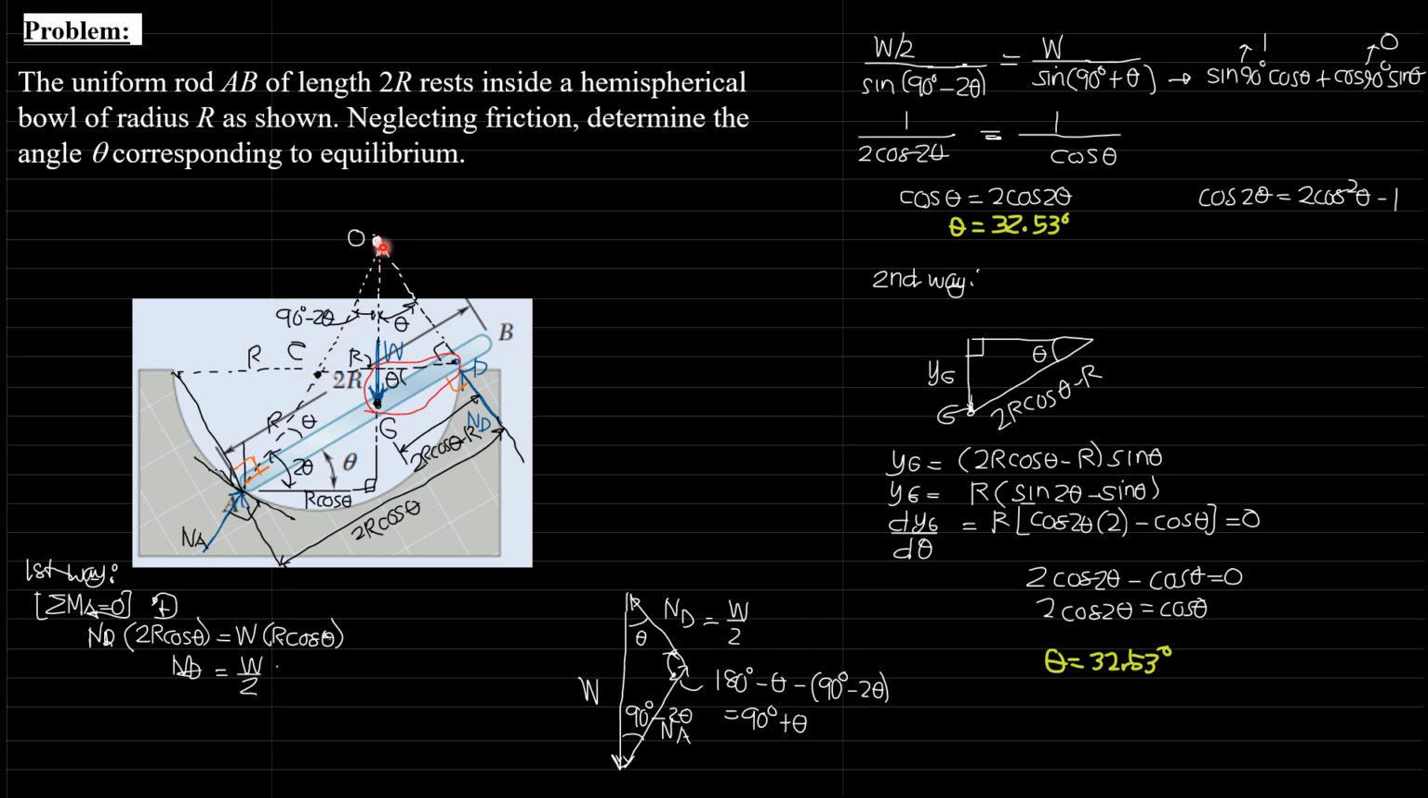It passes through O, which is also the point of concurrency of the rest of the forces, like the weight of the bar and the normal reaction at D, because the system is in equilibrium. Furthermore, from this point to the center, that's the radius of the circle. From the center of the circle to this point D, that's also a radius of the circle. So we have here an isosceles triangle. Now, if the angle of inclination of the bar is theta, this is also theta. Because this is an isosceles triangle, this is also theta.